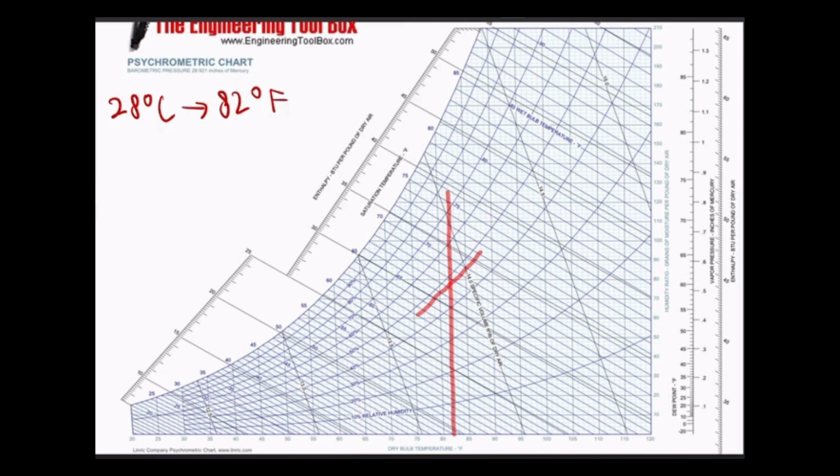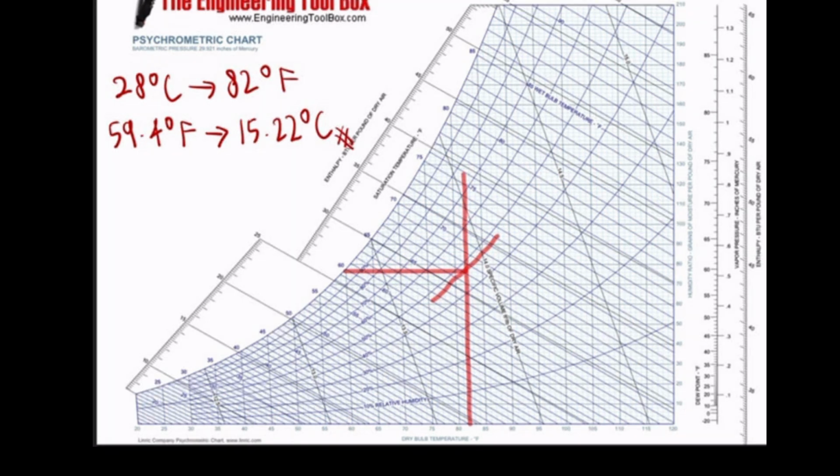Starting from the intersection, draw a horizontal line to the left until you can read the data. So based on the psychrometric chart, you will get the dew point is at 59.4 degrees Fahrenheit. So to get it in degrees Celsius, convert the degrees Fahrenheit to Celsius and you will get 15.22 degrees Celsius.